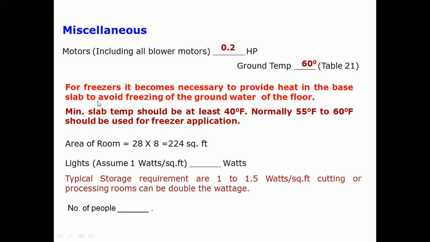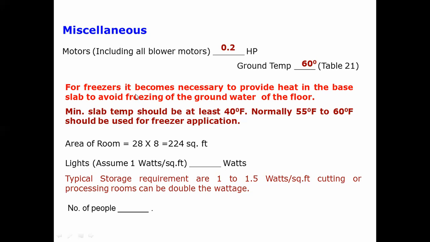The ground, the floor. For freezers, it becomes necessary to provide heat in the base slab to avoid freezing of the groundwater of the floor. So you know that this is a cold storage room. So always water will accumulate on the floor, because of the cold storage. Sometimes if it becomes freezing, there is a chance we may fall down. It can become ice. So we avoid its freezing by giving some temperature to the room.